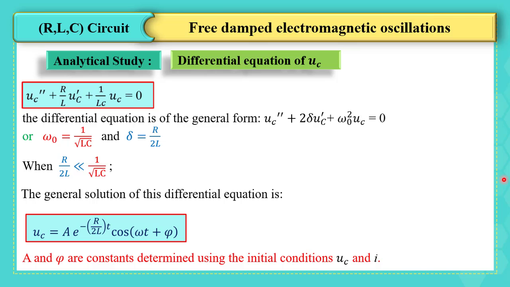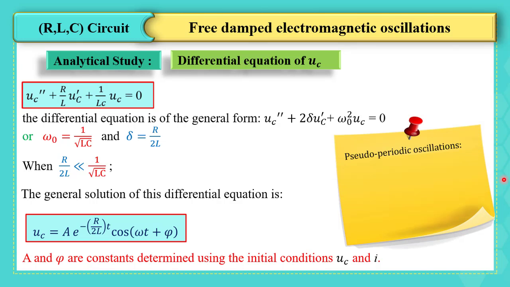Note that the oscillations here are called pseudo-periodic, of period T equals 2 pi over omega, which is greater than the proper period T0. T increases with R. Omega is written then as radical of 1 over LC minus R over 2L squared. If R is very small, then T is approximately equal to T0.